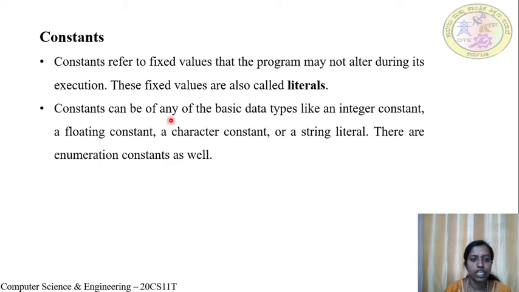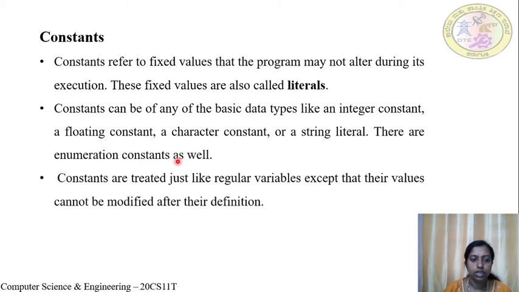Constants can be of any of the basic data types like an integer constant, a floating constant, a character constant, or a string constant. A character constant can also be written as a string literal. There are enumeration constants also. Constants are treated just like regular variables except that their values cannot be modified after their definition.